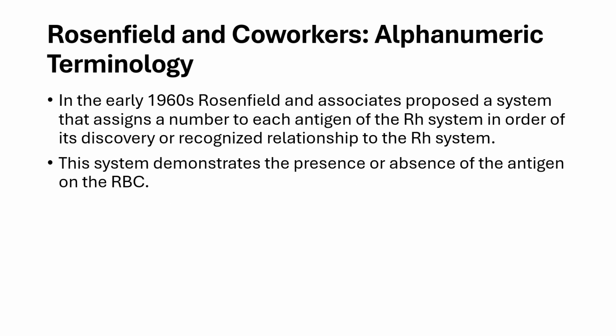Then we had the Rosenfield nomenclature system, so some background on this. In the early 1960s, Rosenfield and associates developed a new system for Rh antigen identification. The goal was to create a numerical and standardized way to document Rh antigen presence or absence and replace confusing genetic nomenclatures. So some system features for Rosenfield: each Rh antigen is assigned a number based on order of discovery or its recognized relationship to the Rh system. This system helped to provide a phenotypic representation. It does not infer genotype, and it only shows whether a specific antigen is present or absent on the red blood cell surface.